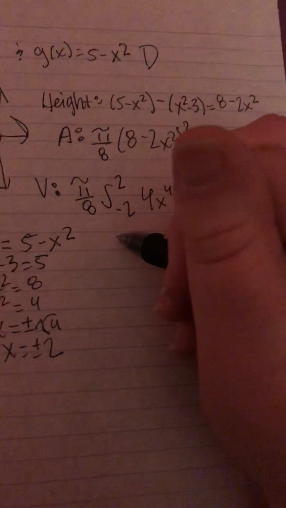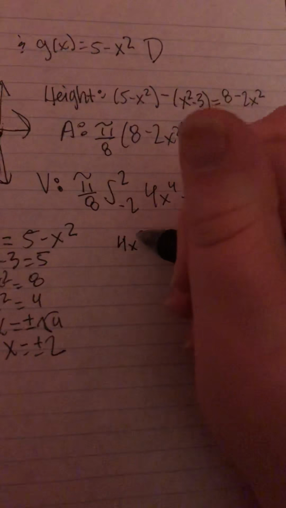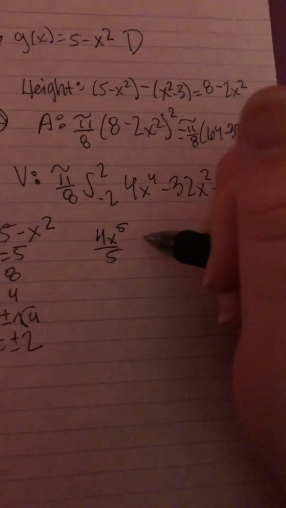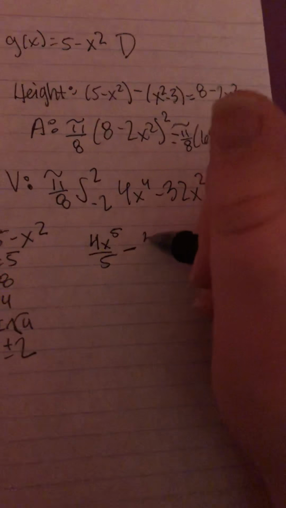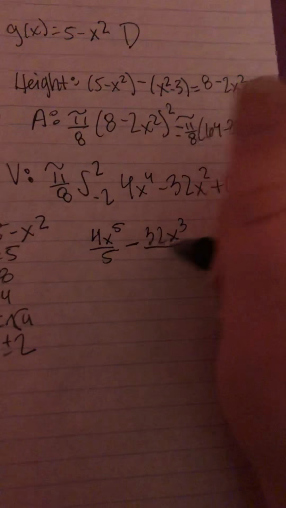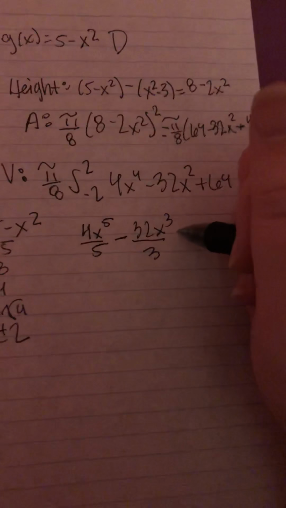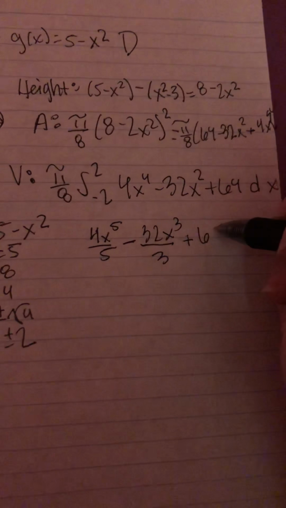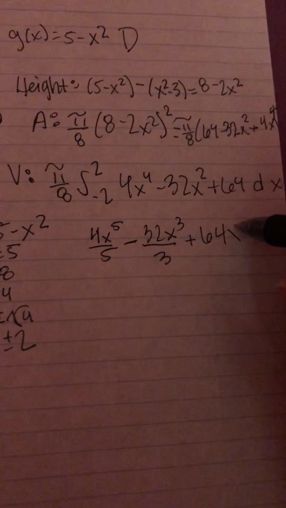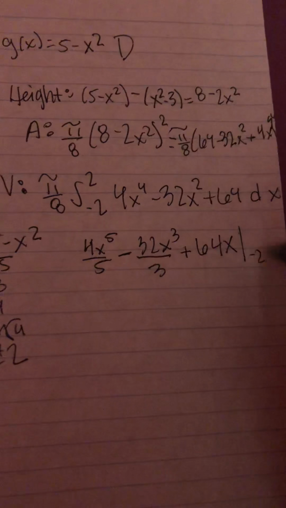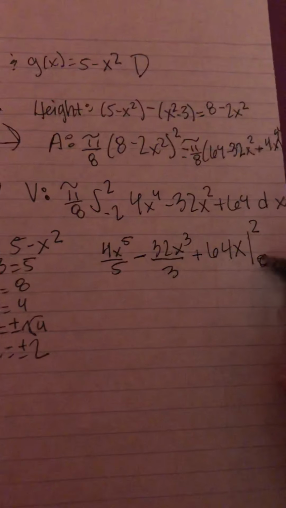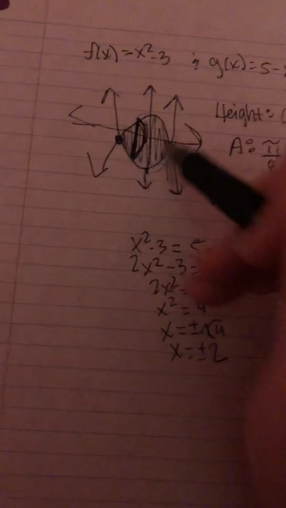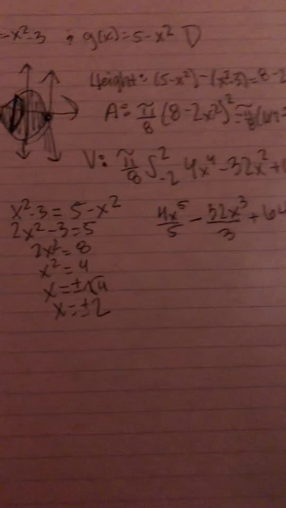So that's going to be 4x to the 5th over 5 minus 32x to the 3rd over 3 plus 64x from negative 2 to 2. Now what we can do is find it from 0 to 2 and multiply by 2 since it is symmetric along the y-axis.